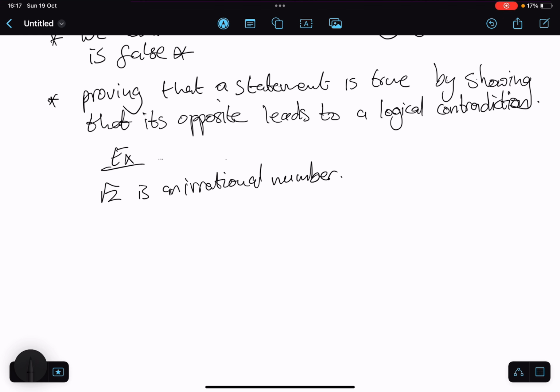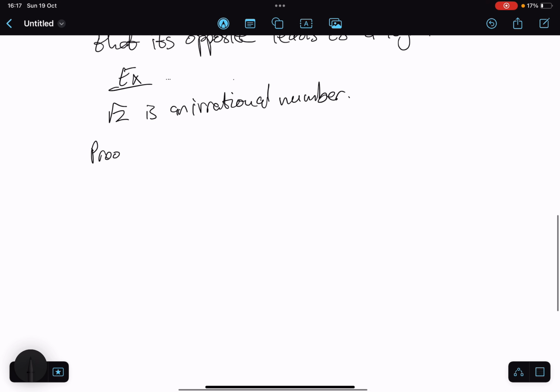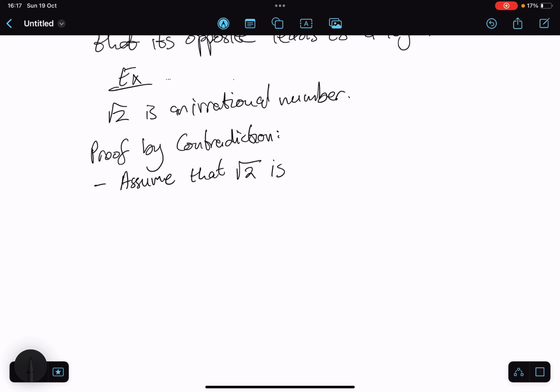So first of all, when you apply proof by contradiction, you're going to make a hypothesis. You're going to assume that root 2 is rational. Remember, the statement said it's irrational, but we are going to assume that root 2 is rational, which means we are assuming the opposite.